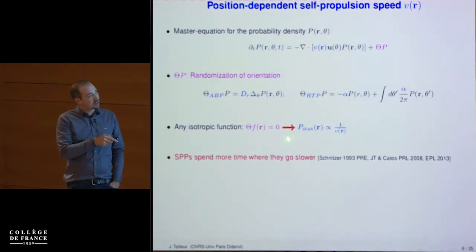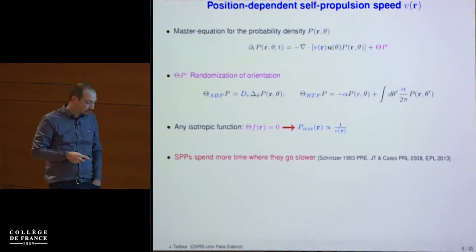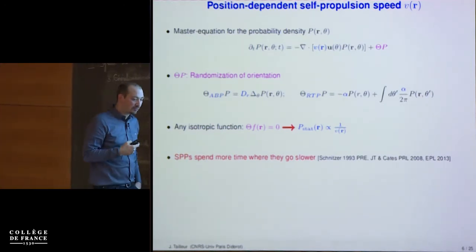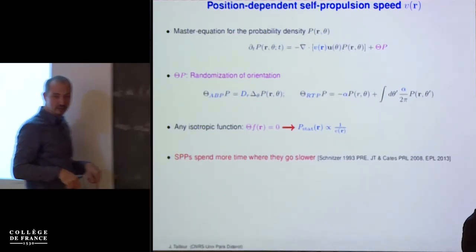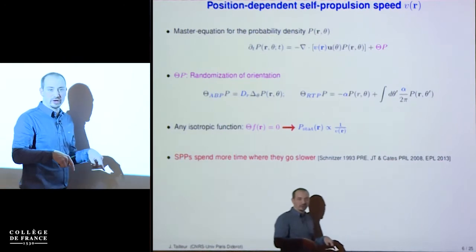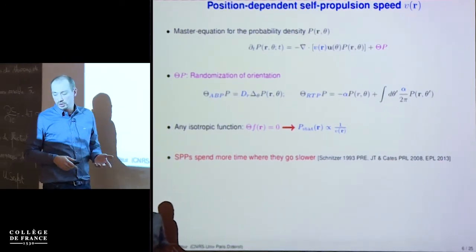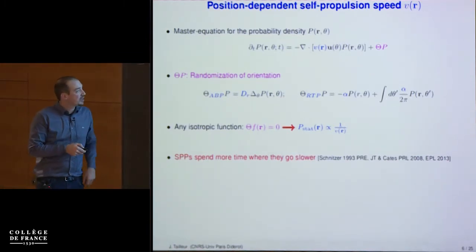And what this tells me is that the steady state probability of this system is simply that p of r is 1 over v of r. So this is something very intuitive. It's just telling you that if you look at something which is self-propelled, if you go fast somewhere in space, the probability of finding you there is much smaller than in regions in which you go slower, because you spend most of the time where you go slower.